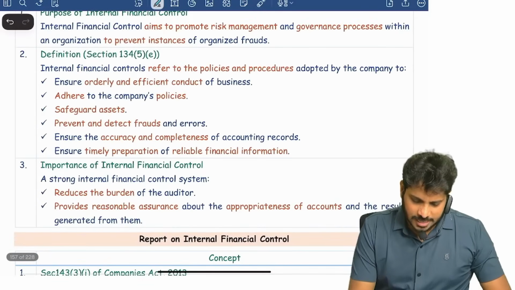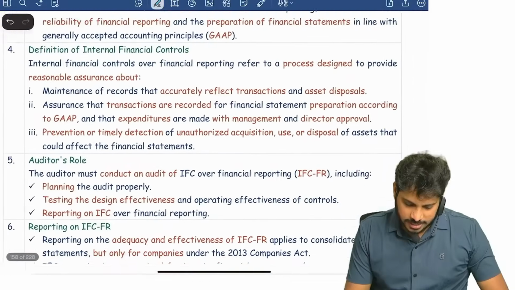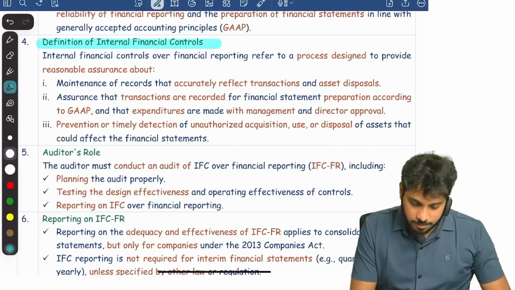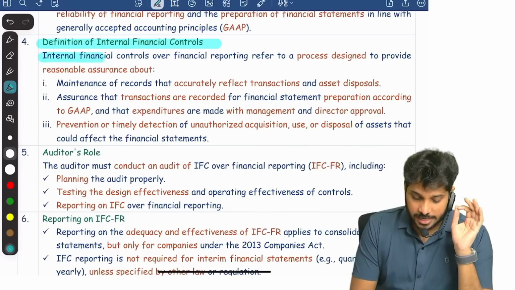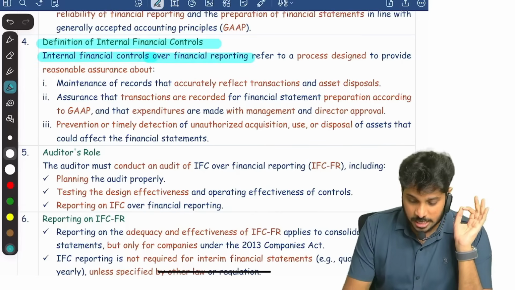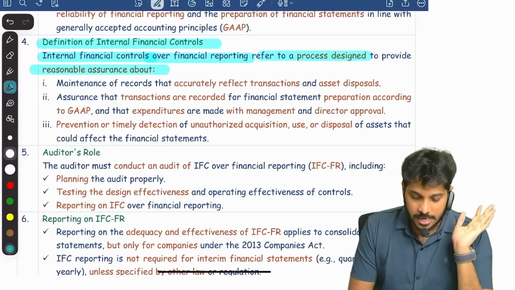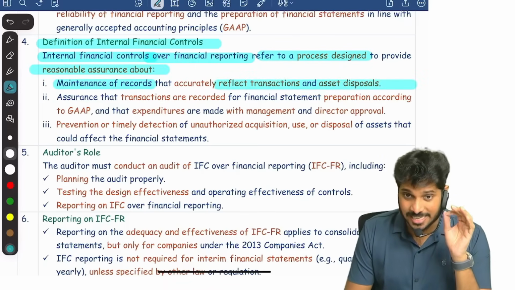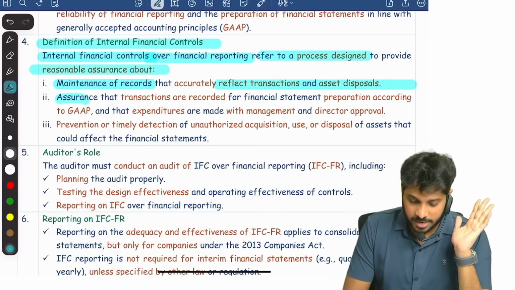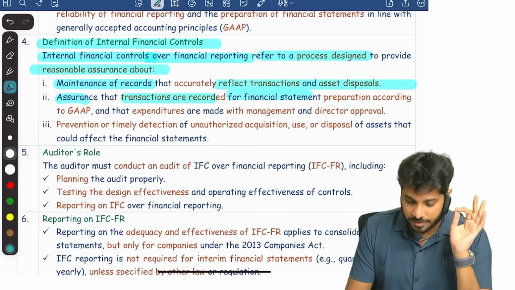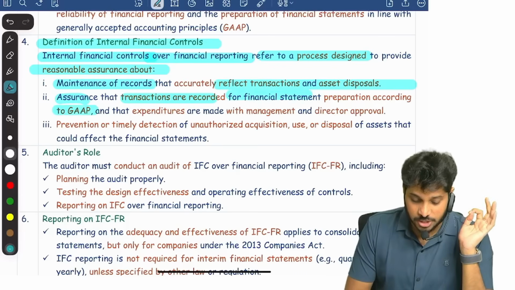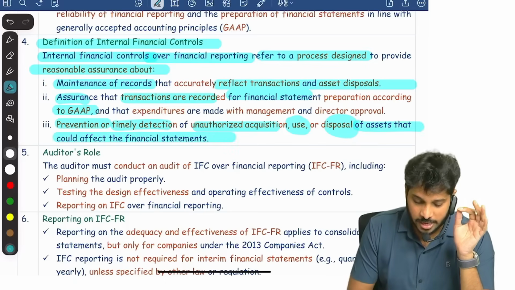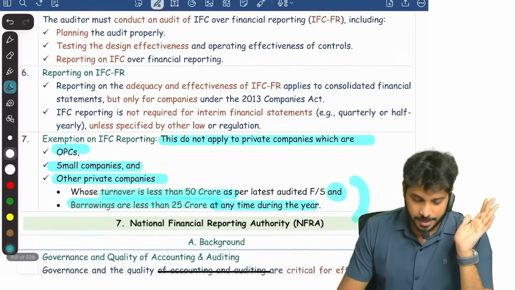So what exactly is internal financial controls all about? Definition of IFC. You see this. IFC means what? Internal controls over financial reporting refers to a process designed to provide reasonable assurance about maintenance of accounting records, so that they reflect transactions and assets accurately. And they give an assurance that transactions are recorded for financials as per GAAP. IFC ensures prevention or timely detection of unauthorized acquisition, unauthorized use, or unauthorized disposal of assets that could affect the financials. Then what is the auditor's role?